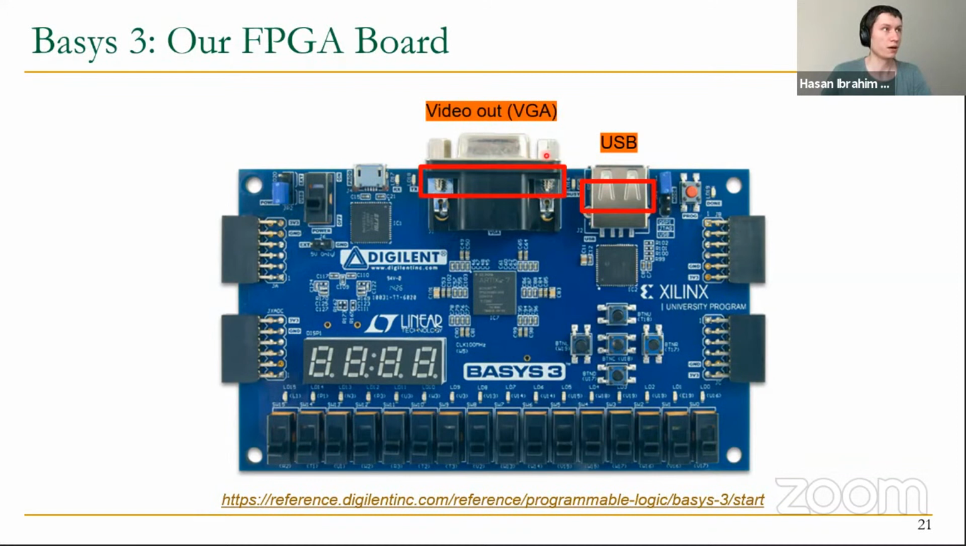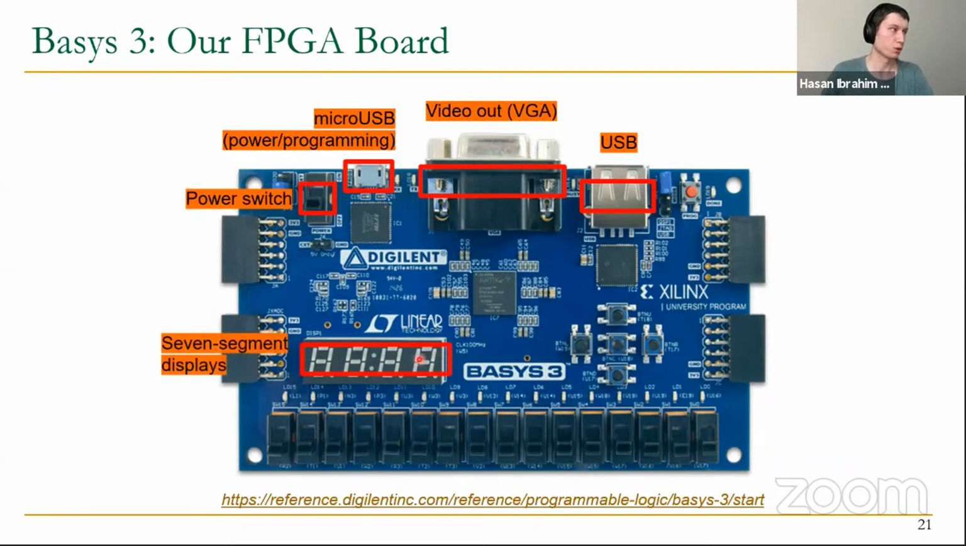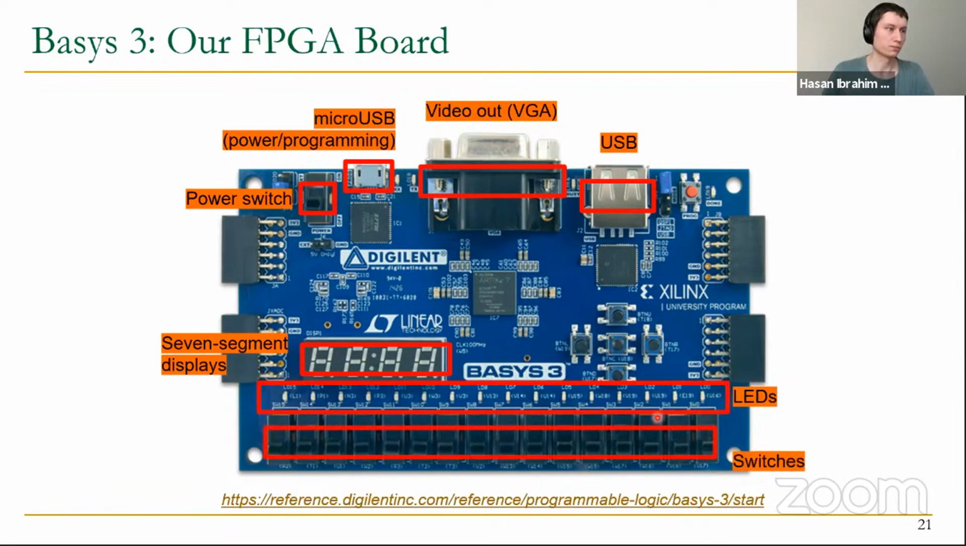Okay, so we have USB, we have video out, specifically the VGA interface. We have micro USB, which we'll be using to supply power to this board and also to reprogram the FPGA. We have a power switch to turn the board on, a 7-segment display, which is some sort of output device, and LEDs, again, to show some output. Switches, we use to input some data to the FPGA, and similarly, we also use push buttons as input.